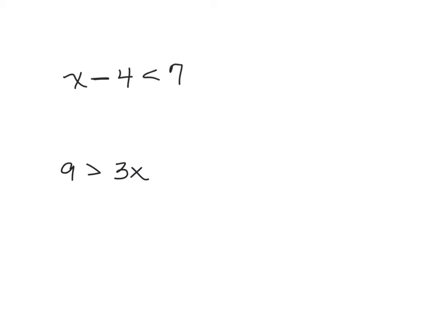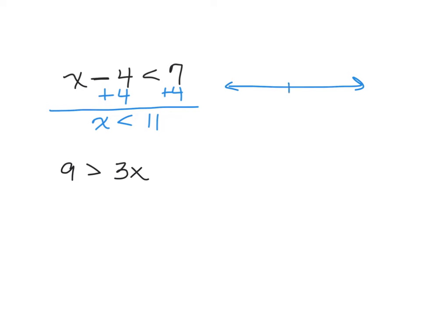We can solve these inequalities. We solve them almost identically to solving equations. So if I'm going to solve x minus 4 is less than 7, I would add 4 to both sides, and I would get x is less than 11. On my number line, I would locate 11. I would have an open circle, arrow to the left.